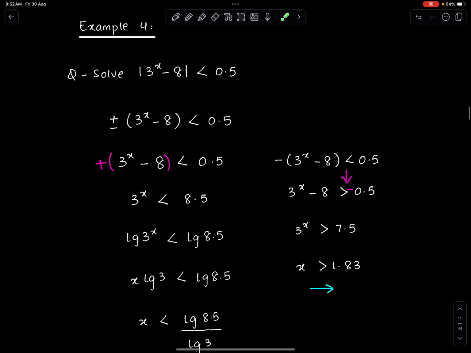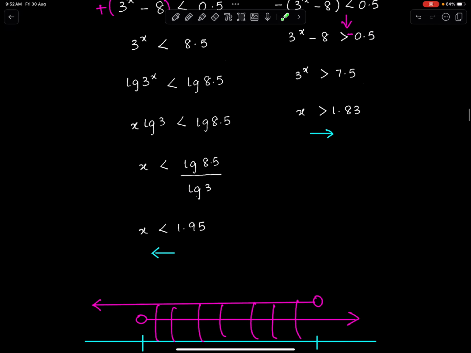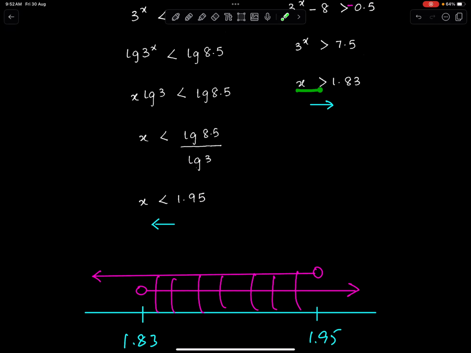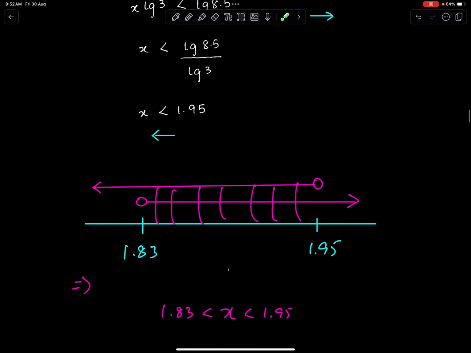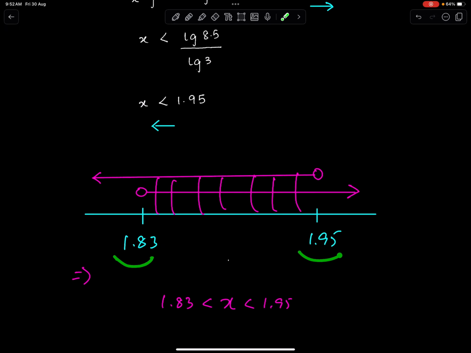Now in this case, always draw a number line. In this case, x is greater than 1.83. Here x is less than 1.95. So this arrow is on the left side, and this is the solution of the inequality. So x lies between 1.83 and 1.95.